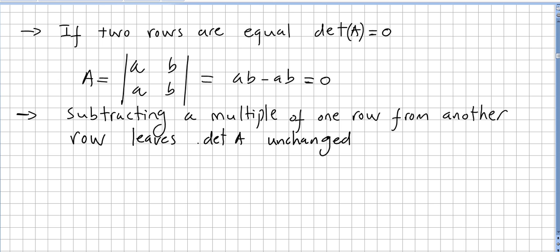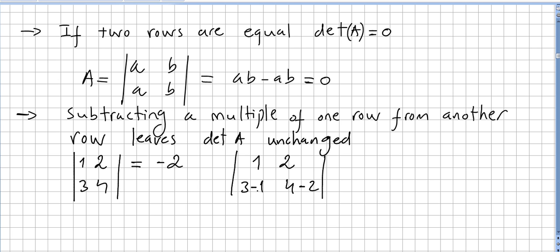So we see another property: subtracting a multiple of one row from another row leaves the determinant unchanged. Let's say, for instance, we have 1, 2, 3, 4. The determinant of this one will be 4 minus 6, that's minus 2, right? Let us say we subtract from the second row the first row multiplied by 1. So we do 3 minus 1 and 4 minus 2.